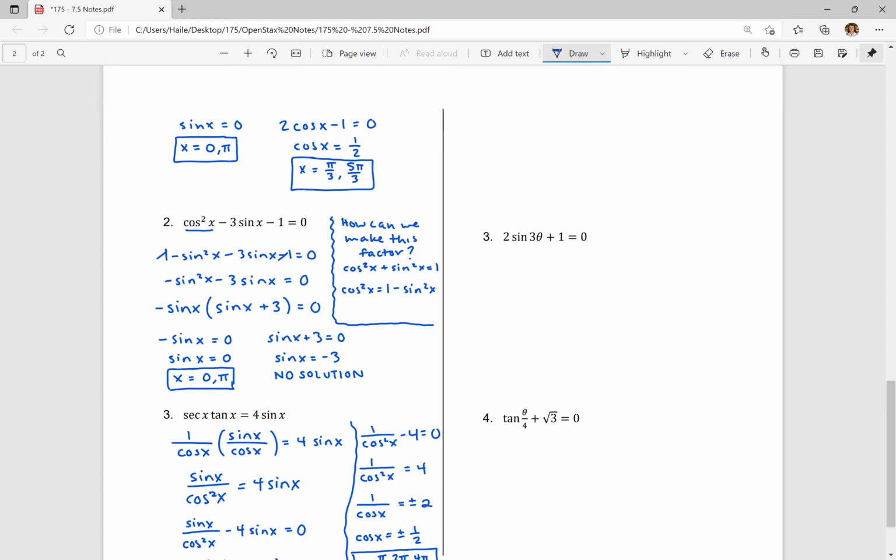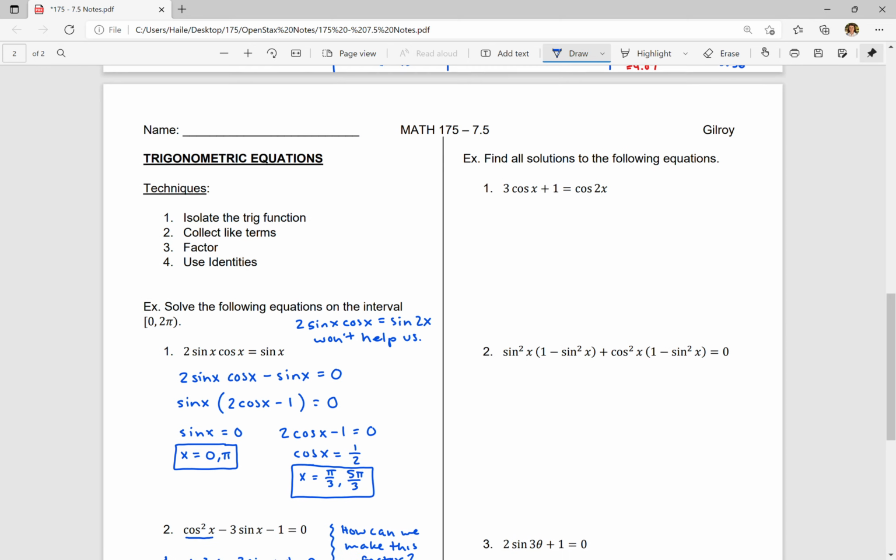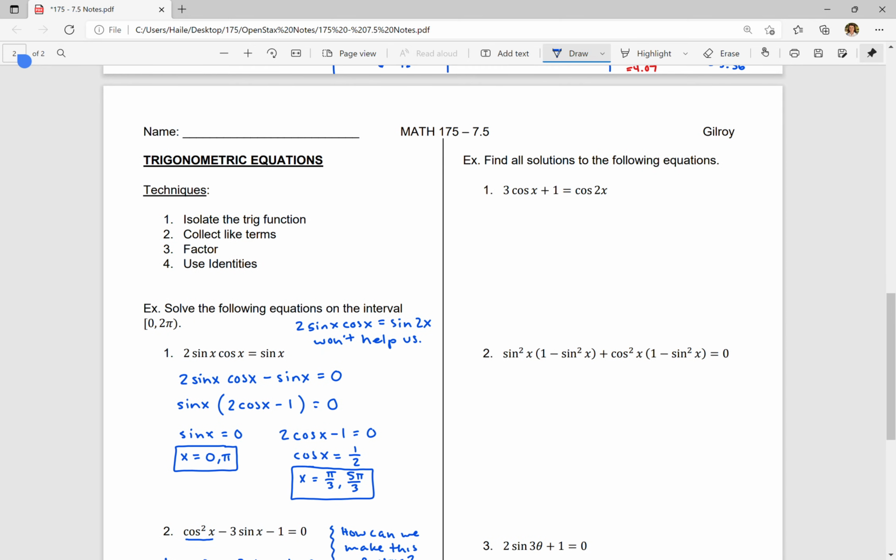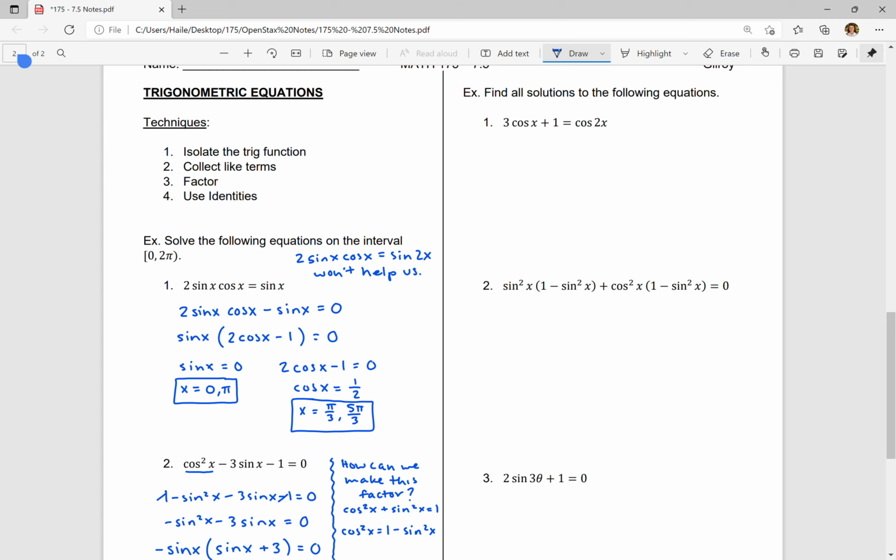Alrighty, let's move on and talk about some general solutions. So, like I said, in all of these, we're going to find all solutions to the following equations. So in this first one, we have 3 times cosine of x plus 1 is equal to cosine of 2x. All right, so this one, maybe we're thinking factor, but we kind of ran into that problem we did with number 1 on the other column, is that we talked about why having sine of 2x would not be beneficial to us. So this is kind of the same thing.